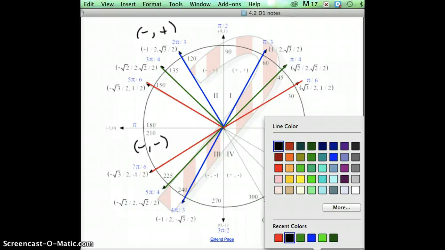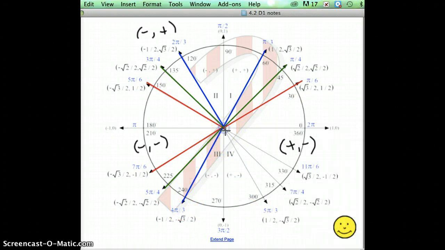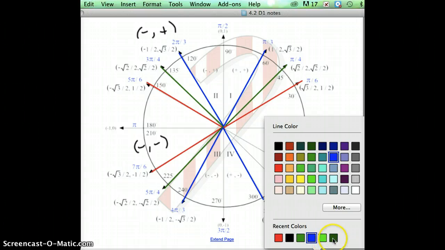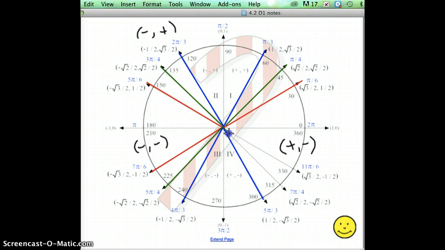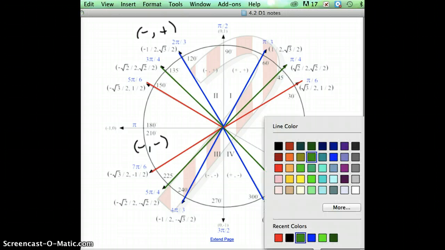But I'll do my color coding here. So if we reflect the blue in the y-axis, that will now go here. If we reflect the green in the y-axis, meaning from the third quadrant to the fourth quadrant would be a reflection in the y-axis. Or I could take first quadrant and reflect it over the x-axis. Okay, and then here's the last one, the red one.